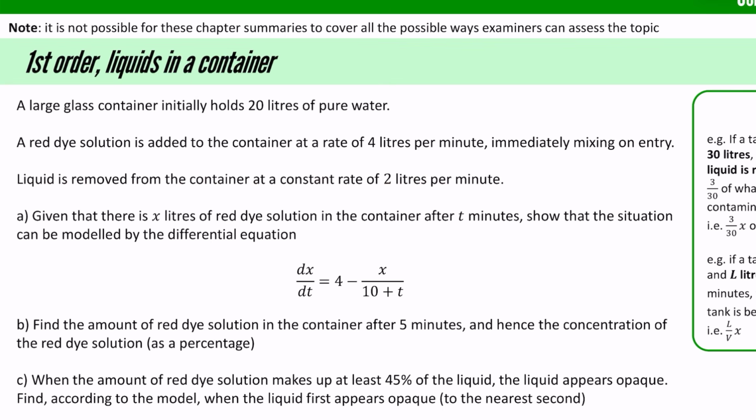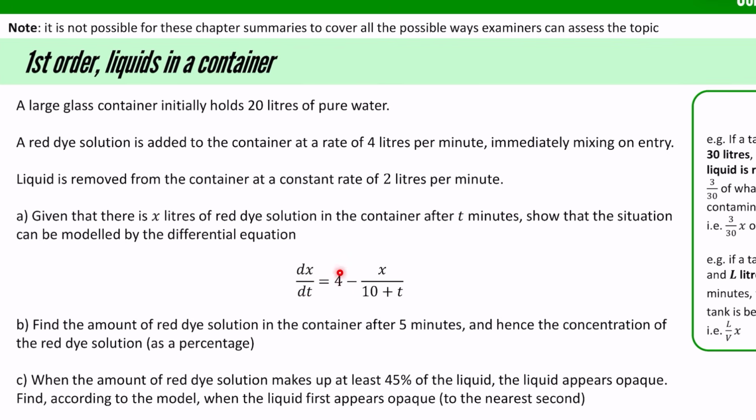The first thing we're going to do, it says, given that there is x litres of red dye solution in the container after t minutes, show that the situation can be modelled by this differential equation that we've got here. We'll come back to this box with the extra writing in just a second. This is talking about how the red dye is changing, dx/dt. This is the red dye and this is per time.